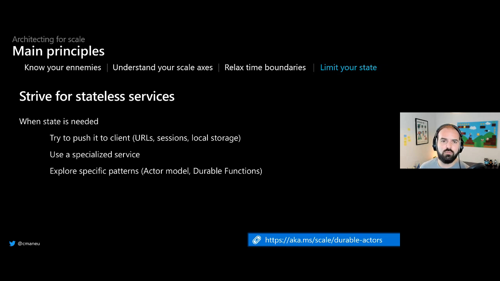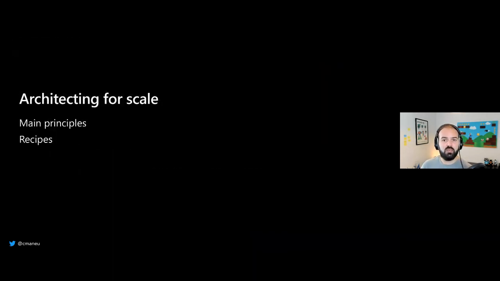If you want to see a concrete example of this, I encourage you to check out a small blog post I wrote last December about durable actors, where the idea was how I can compute the state of a physical machine just by having a few events, like the machine is starting, the machine is stopping, and a bunch of other information. So you can see how easy it could be to implement an actor in durable functions. That was all for the main principles, and then we can go on to the recipes.